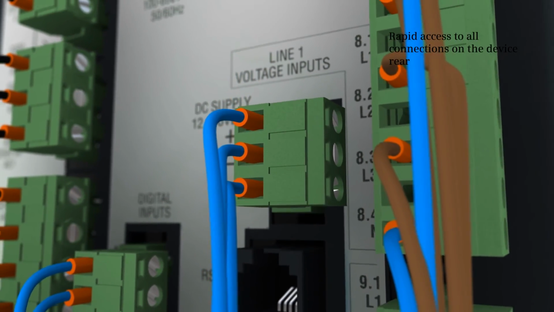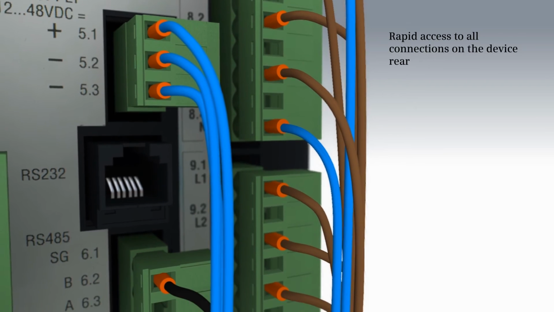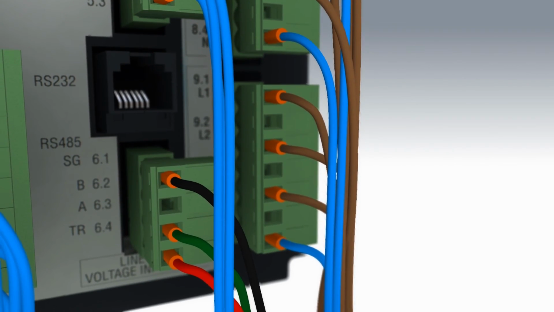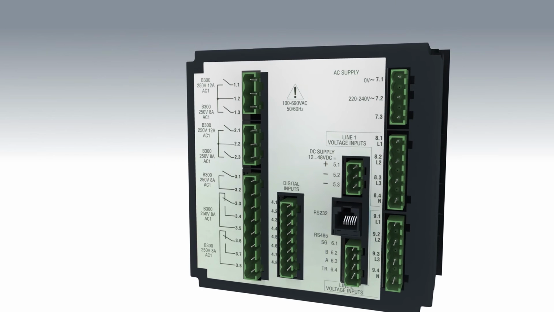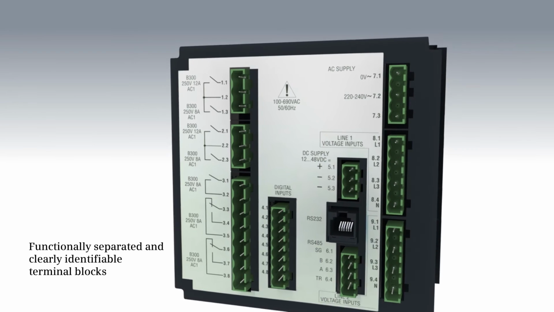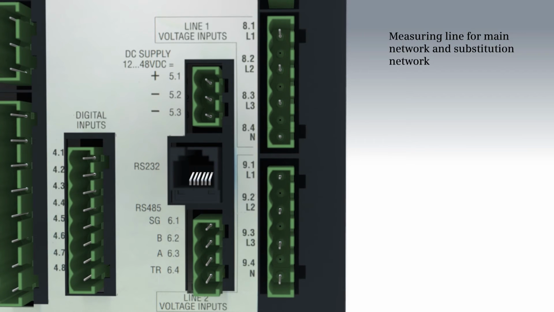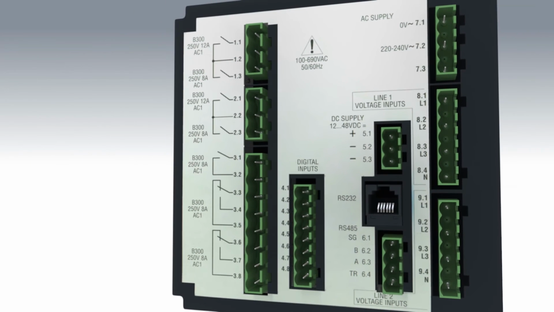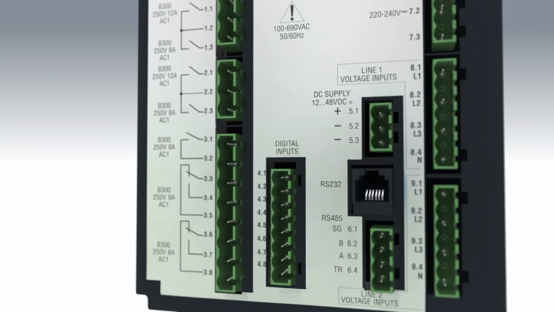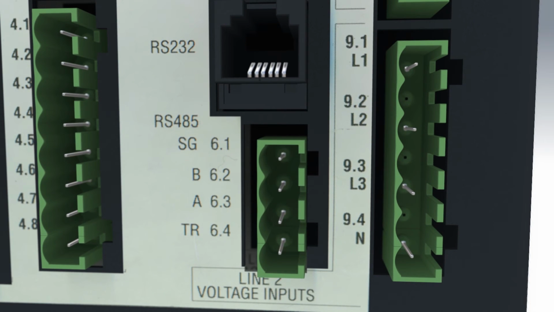All connections of the transfer control device 3KC ATC5300 are located easily accessible on the device's rear. For fault avoidance and minimized wiring time, every terminal block is functionally separated and clearly marked. The blocks for voltage and measuring line, and the terminal blocks of the digital input and relay outputs for monitoring and control, also of system components. And finally, the two connections for system integration and communication.